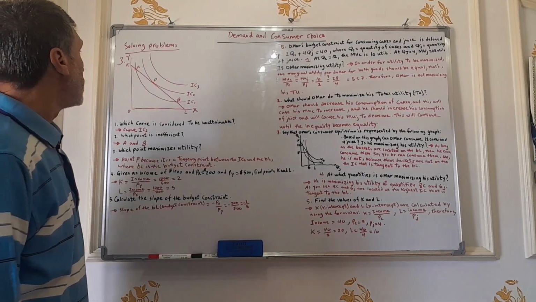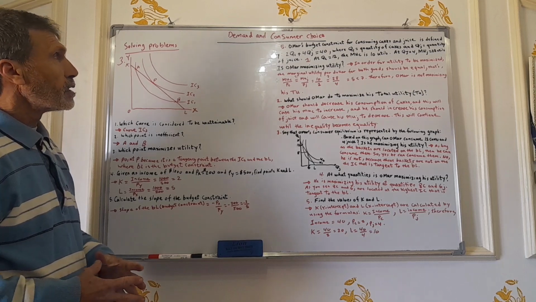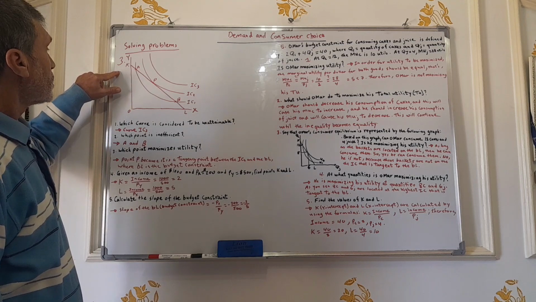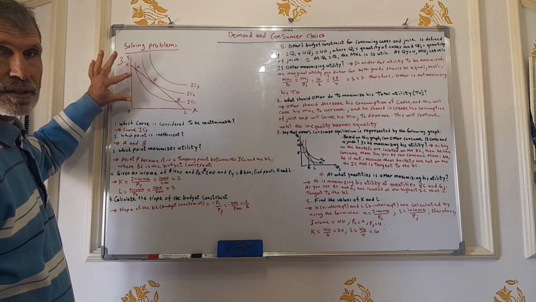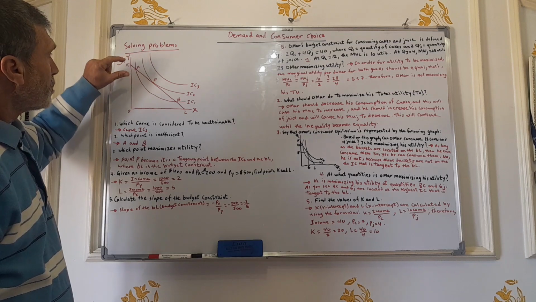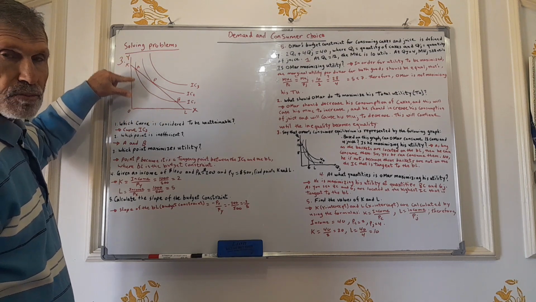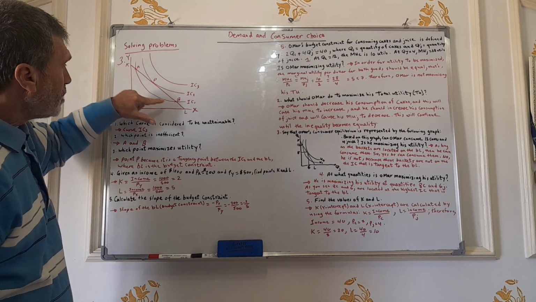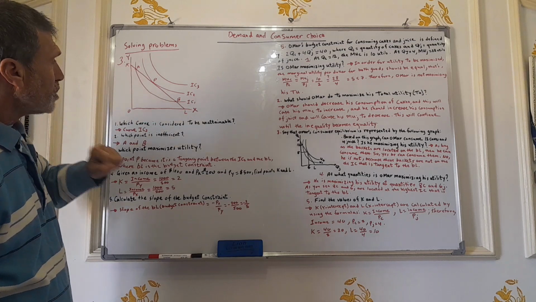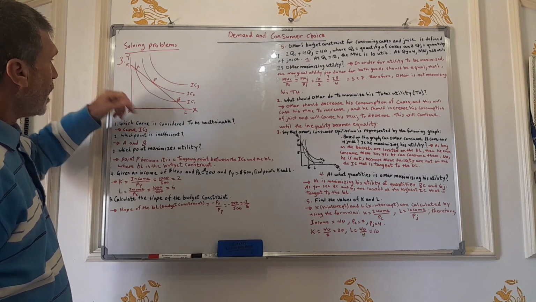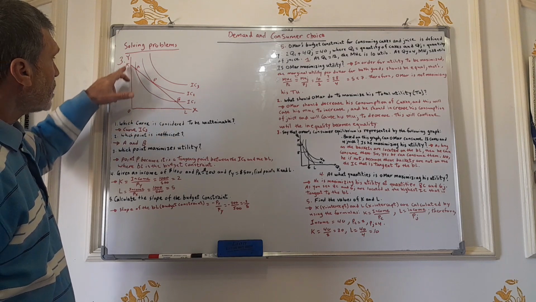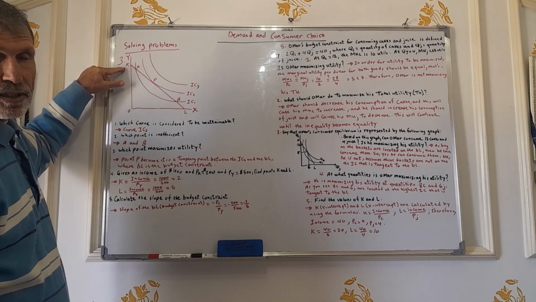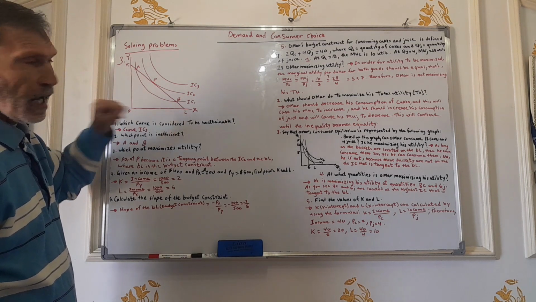We move to problem 3. Still we are in the solving part of problems. Problem 3, of course, gives you a graph with an indifference map. Remember, an indifference map consists of many indifference curves plus a budget line. This is a budget line. So you have two goods, X and Y. X is along the horizontal axis and Y is along the vertical axis. You have the budget line where K is the Y-intercept and L is the X-intercept.